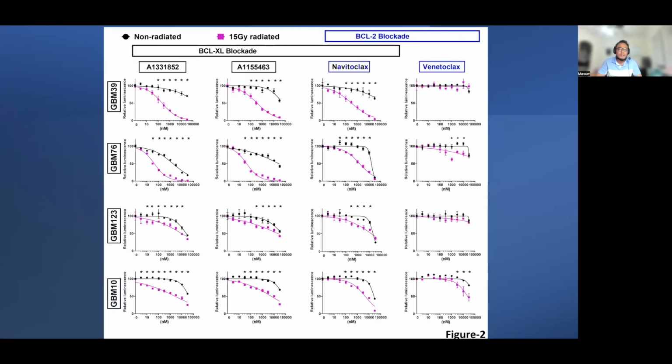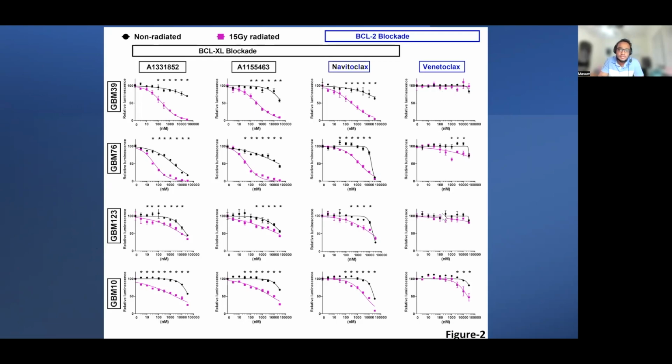All right, so for this, we included more cells and we included more drugs. We included another BCL-XL inhibitor, that is A1155, and we added another selective BCL2 inhibitor. That means if we do this screening, then we can clearly tell actually which is the target, BCL2 or BCL-XL. So let's start with the BCL2 inhibitor venetoclax.